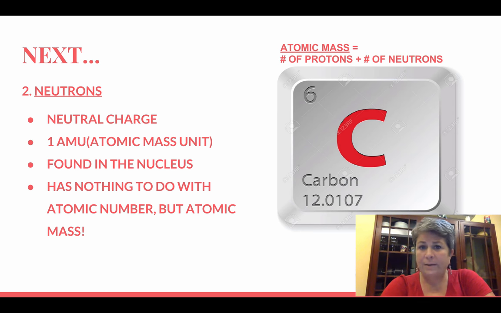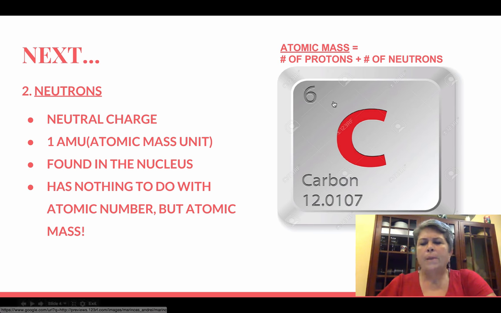They are also found in the nucleus, but they don't have anything to do with atomic number. But if you're talking about atomic mass, you have to think about neutrons, because first of all, they have an atomic mass the same as a proton. So if you're going to talk about protons when you're talking about the atomic mass, the mass of an atom, then you also have to consider the neutrons. So we say that atomic mass is equal to the number of protons, because each proton has a mass of 1 AMU, plus the number of neutrons, because each neutron has an atomic mass of 1 AMU.